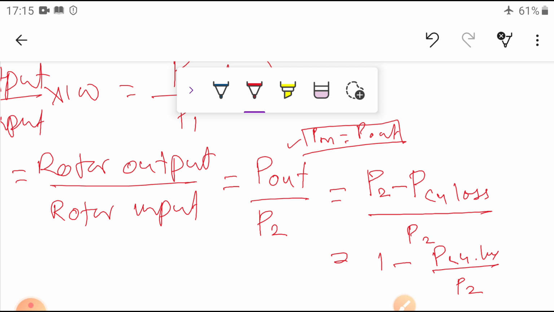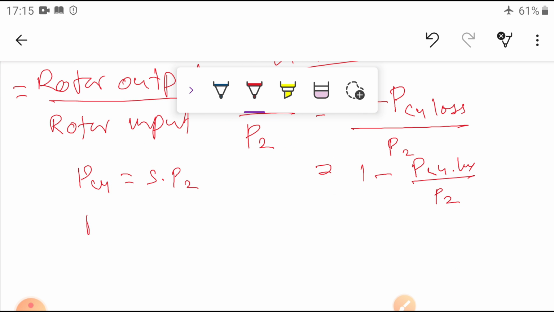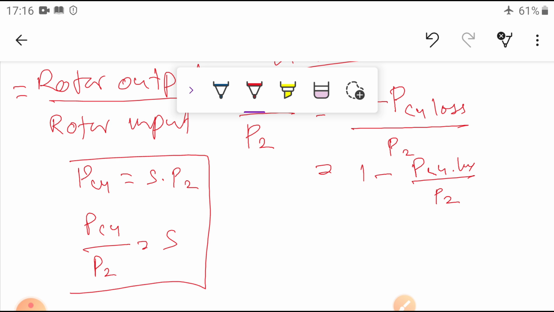Okay, so what is the value I am going to write? I know that the P copper losses is equal to S into P2, derive this one. Now, I want the P copper loss by P2. So, I can write P copper loss divided by P2, and this is called slip. Now I substitute this value in this one. So, what is the value? 1 minus S, I can write.